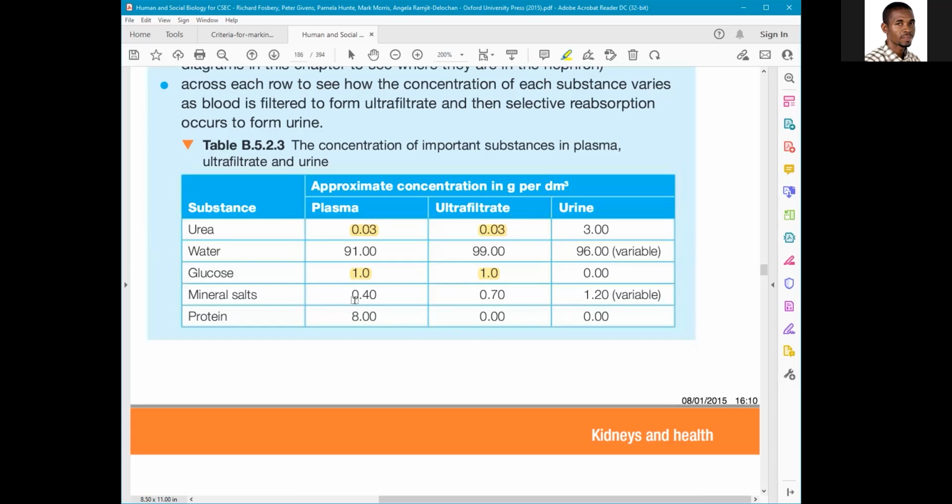For mineral salts, you have 0.4 grams per liter. You're going to allow some to pass. You're not going to reabsorb some. So in the ultrafiltrate, you have 0.7, which is higher, but in the urine itself, you have a very large number, 1.2. In the plasma for the protein, you have 8 grams per liter, but in the ultrafiltrate, none. So no proteins leave the blood and come into the filtrate.